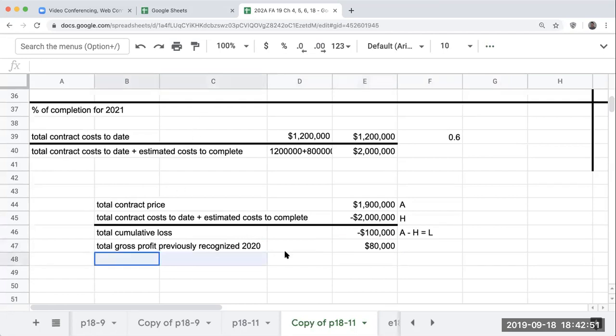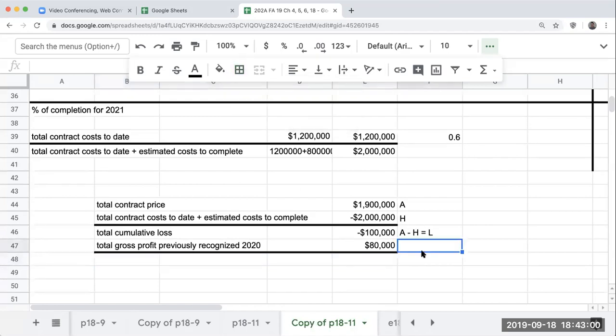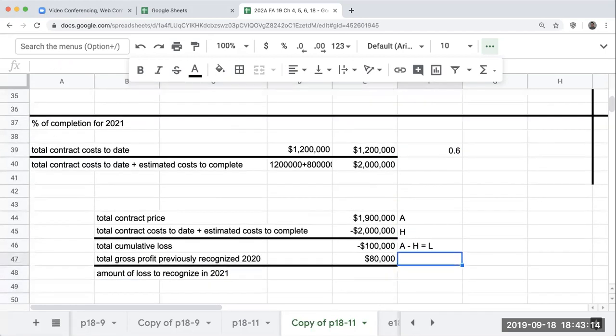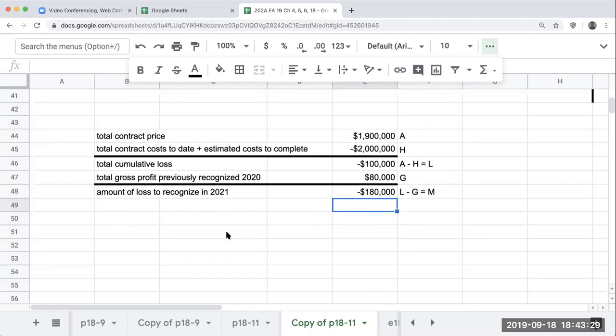So what I'm going to need to do in this case is the amount of the loss to recognize in 2021 is going to be, and this 80,000 right here is G, it's going to be 100,000 less this 80,000, or 180,000. Now, why are we recognizing a loss of $180,000 in 2021?